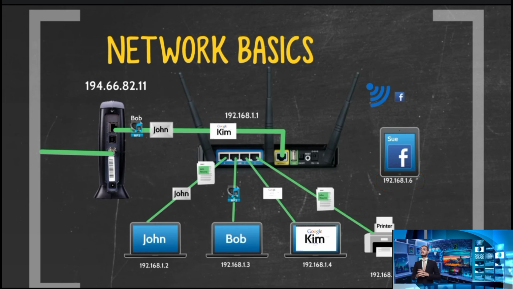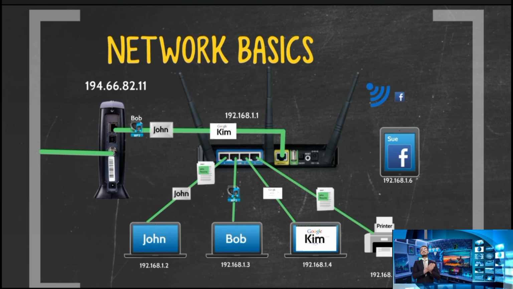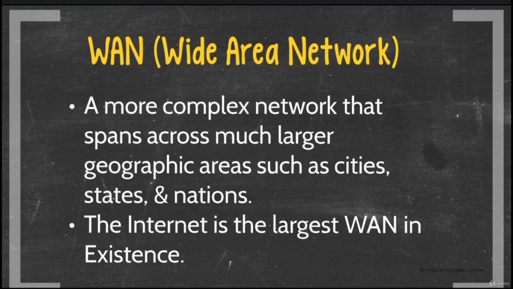A wide area network is simply a more complex network that spans much larger geographical areas such as cities, states and nations. We have already discussed how vast the internet is and its global reach. Wide area networks are typically built by the internet service provider to provide connection for the local area networks of their customers to the internet. Since the internet is a wide network of interconnected computer networks, it is the largest one in existence.